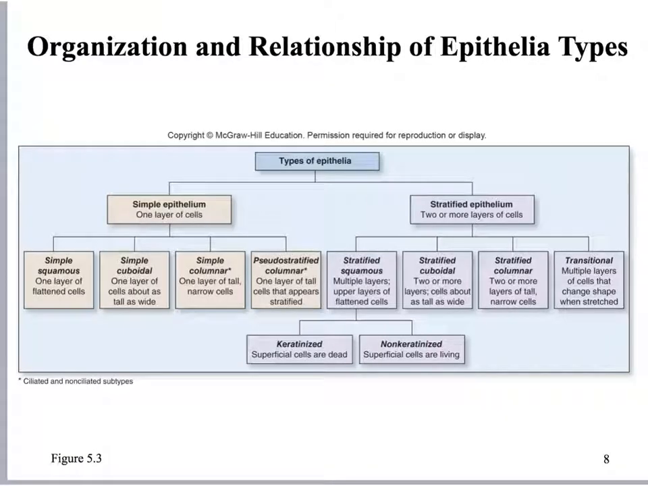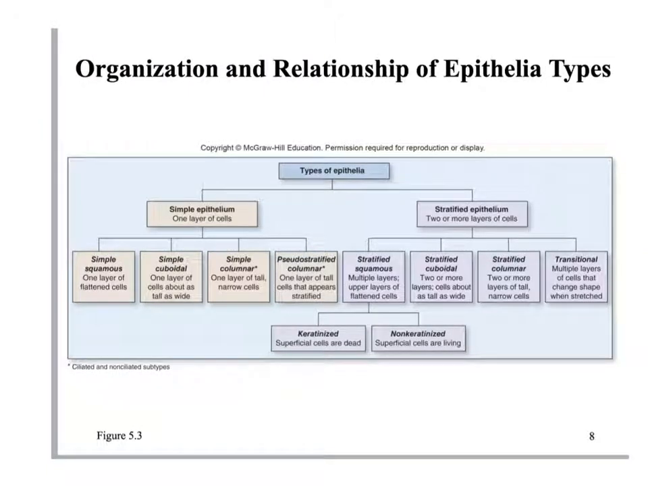All right, so here's the little flow chart to tell you kind of where things are. Now there are exceptions to every rule, and there are two exceptions to our classification rule. One is right here, pseudo-stratified columnar. What does pseudo mean? False or fake. So pseudo-stratified means fake stratified. It's going to look stratified, but it's really not.